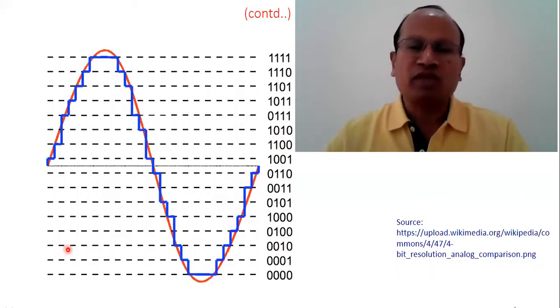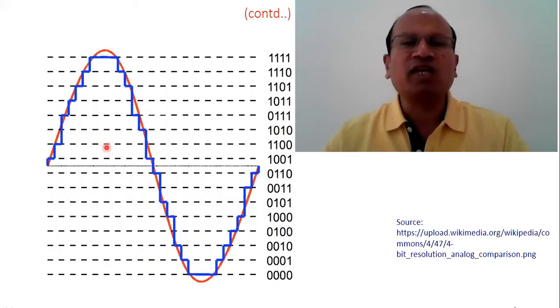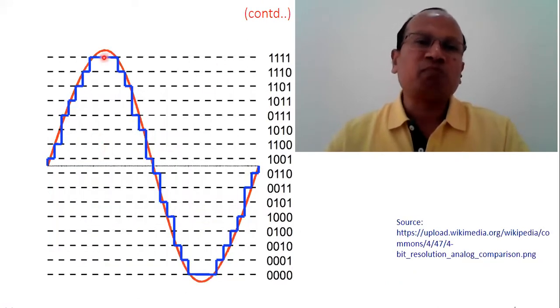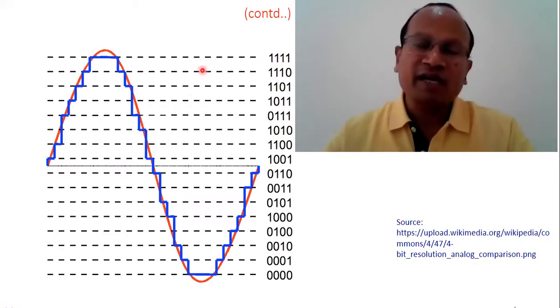This is one more example. The difference between this one and the previous one is, you can see here each pulse, each sample, is assigned 4 different bits, 4 bits for each pulse. Why is it so?